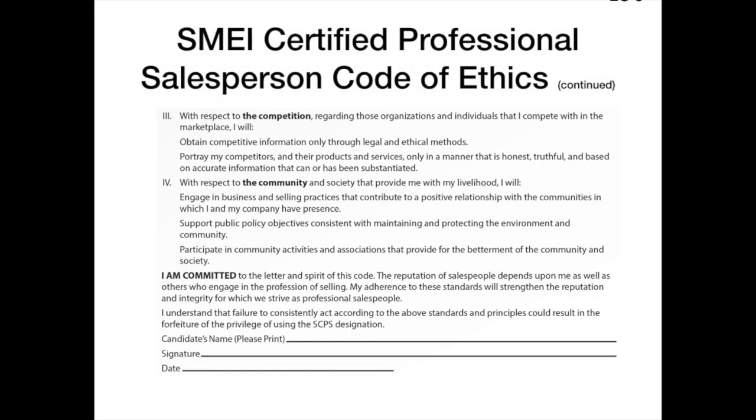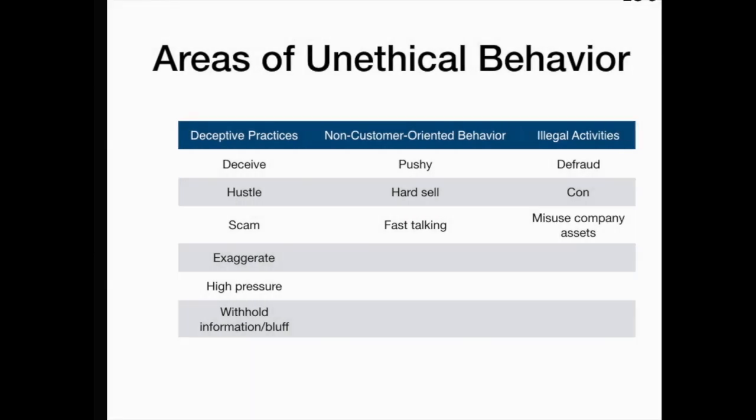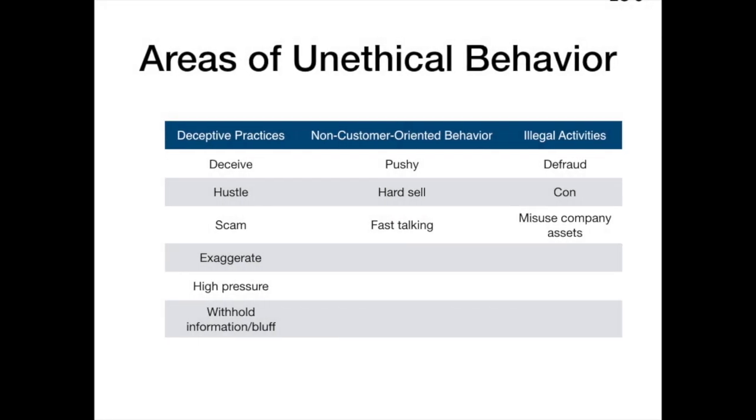The salesperson would be asked to sign their name that they're committed to these standards and date it. And some companies go through a sales training process where this is presented. Some companies ask their salespeople to sign off on this every year. The areas of unethical behavior tend to fall into these three buckets: deceptive practices, non-customer oriented behavior, or illegal activities. Thinking about ethics and ethical behavior is a really important thing to think about.